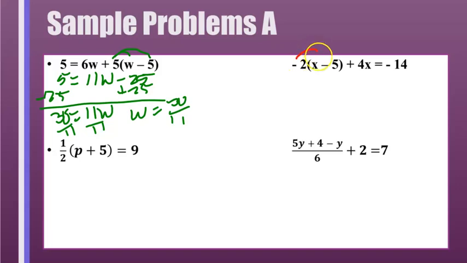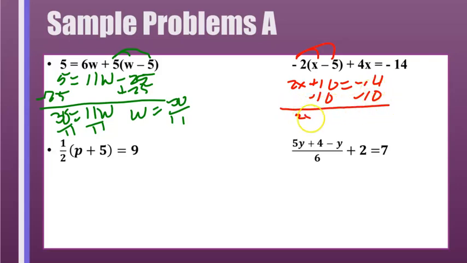Next, here I'm going to distribute the 2. So negative 2x plus 4x is 2x, plus negative 2 times negative 5 is 10, equaling negative 14. Going to subtract 10. This is going to give us 2x equaling negative 24 divided by 2. x is going to equal negative 12.